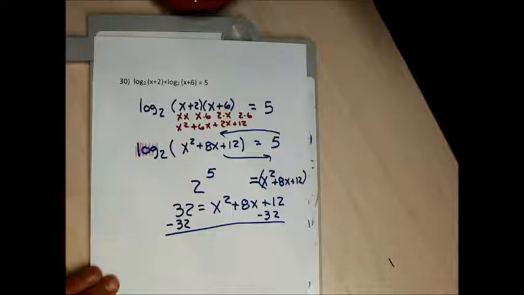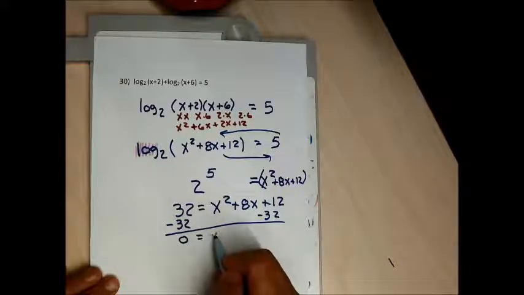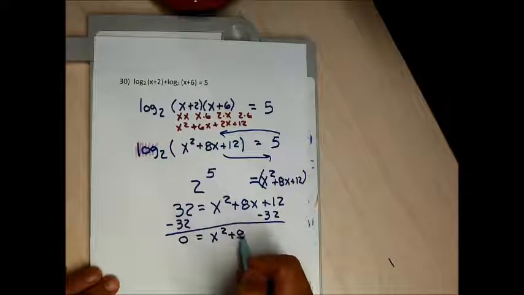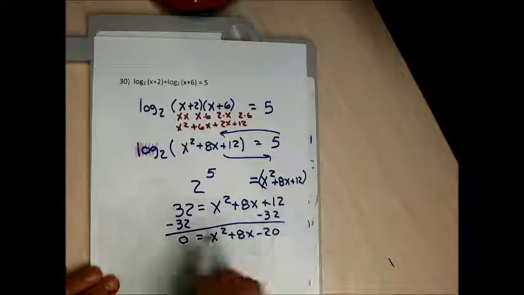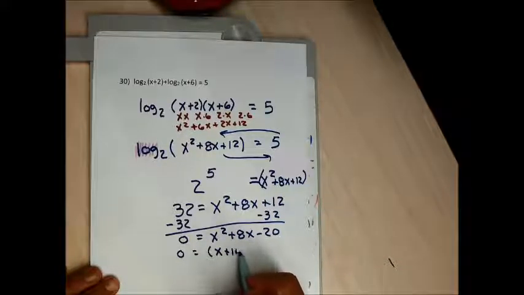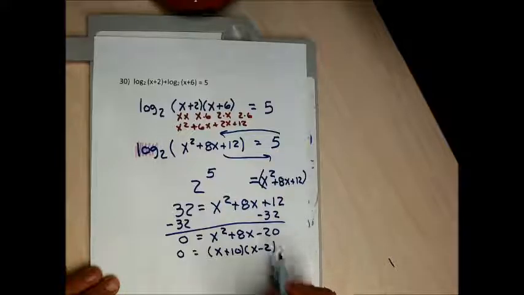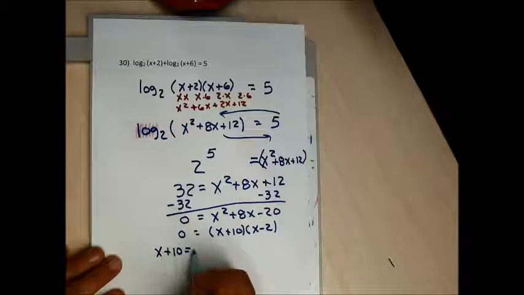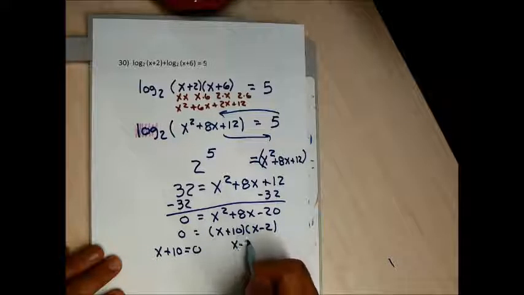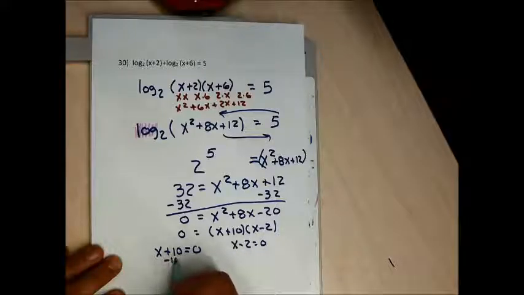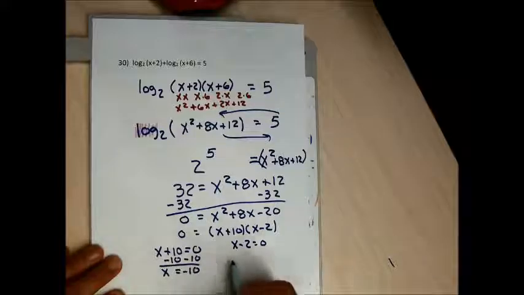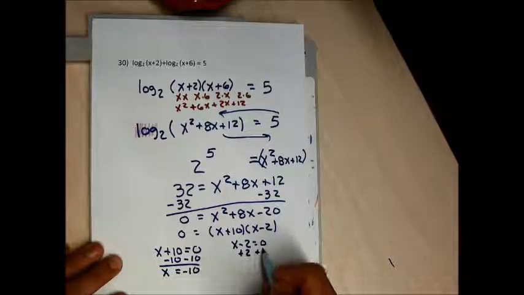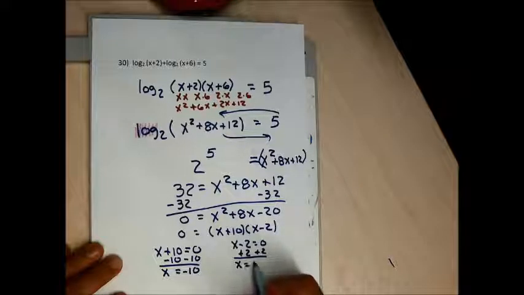So I'll minus 32 from both sides, and that will give me 0 equals x squared plus 8x minus 20. And I'll factor this. This factors into x plus 10 times x minus 2. Now that I have it factored and set equal to 0, you set each of the factors equal to 0. So you go x plus 10 equal to 0, x minus 2 equal to 0. For the x plus 10 equal to 0, you'll minus 10 from both sides and get x equal to minus 10. For the x minus 2, you'll plus 2 from both sides and get x equal to 2.